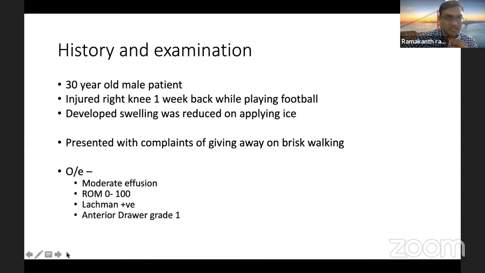Not sure, my slides are not moving. Touch the screen and move it again. Touch the screen. Yes.